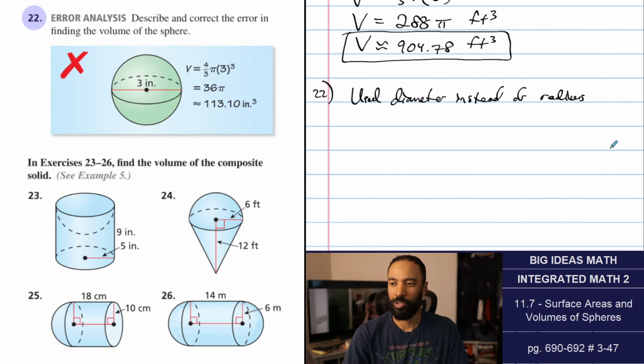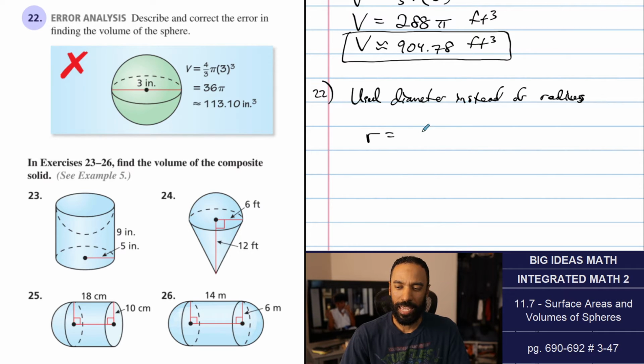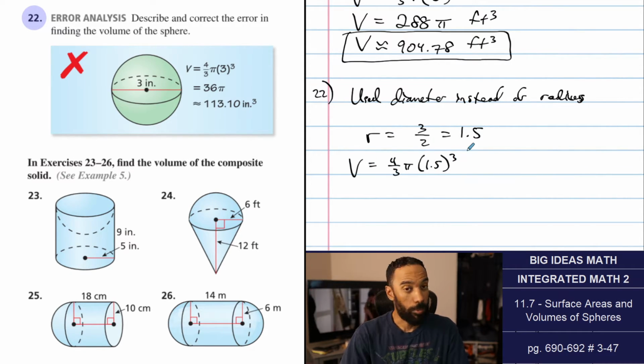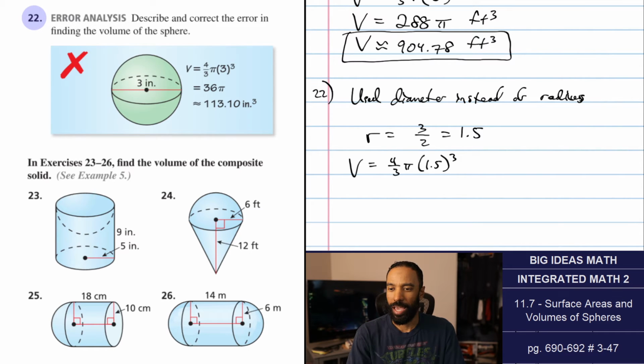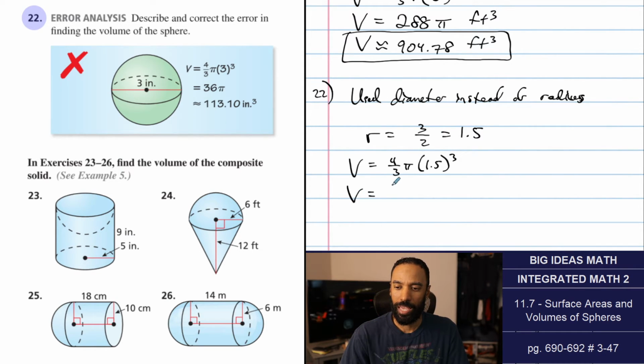All right, so use diameter instead of radius. That's what that says, radius. So the radius is half of 3, which is 1.5. So the volume is 4/3 pi times 1.5 cubed. 1.5 cubed is 3.375. Multiply it by 4, I get 13.5. Let me write it like that first. So the volume is 13.5 over 3 pi.